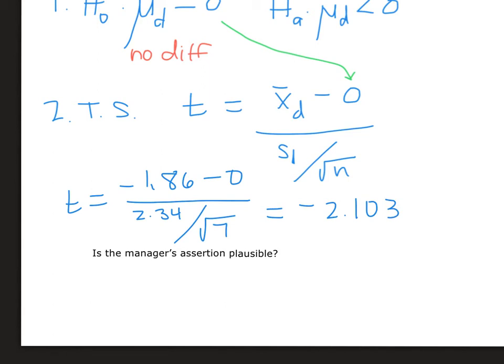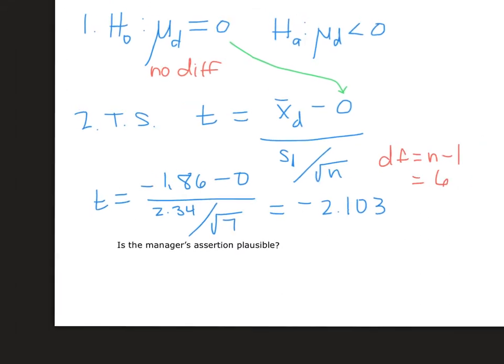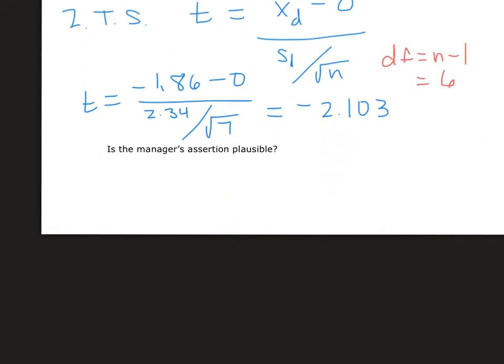All right, the degrees of freedom for this type of test, not as complicated as for independent means. It's just simply sample size minus 1. So 7 minus 1, we're going to have degrees of freedom of 6. Okay. We're not quite ready for the manager's assertion being correct yet. We need to do step 3, which is the p-value.